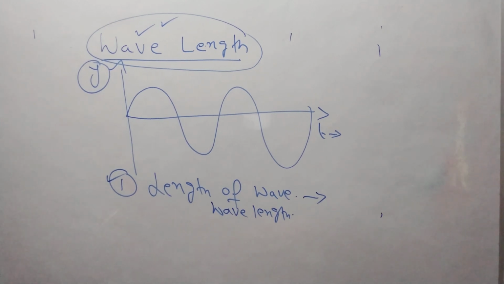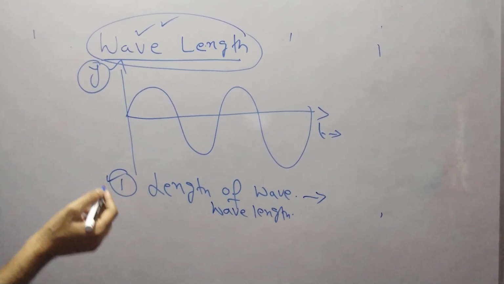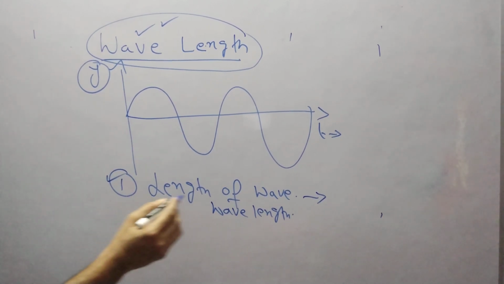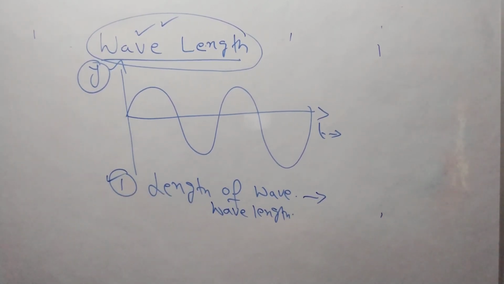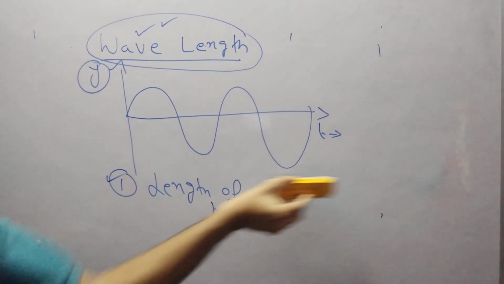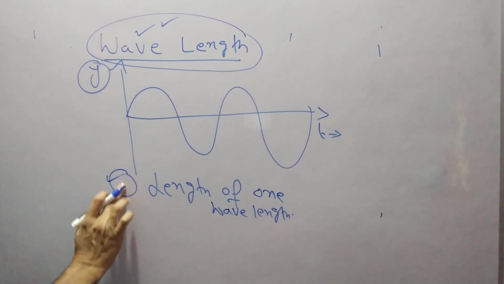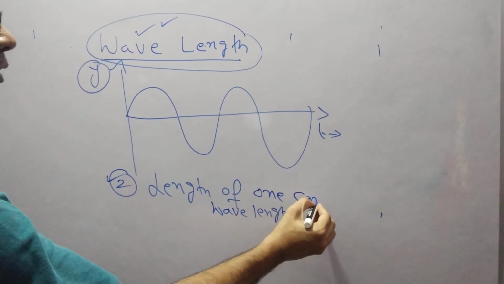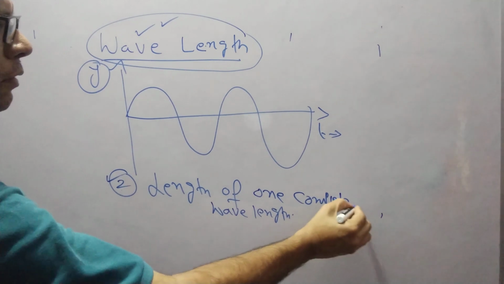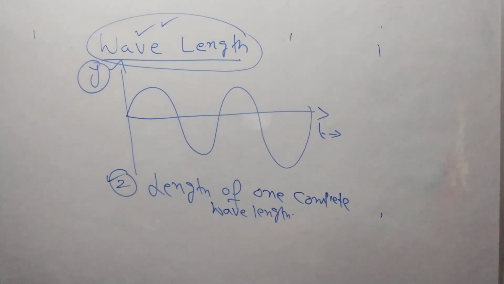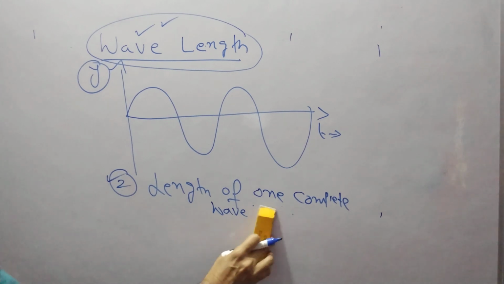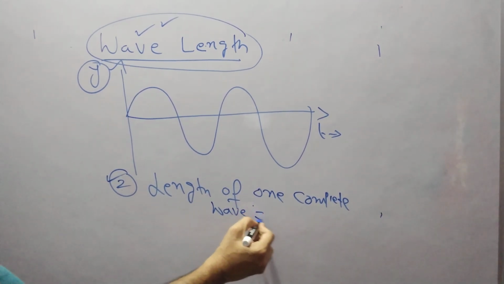Right? And the second definition is length of one complete wave. That is the second definition we can write down here. This first one is over, and the second definition is length of one complete wave.